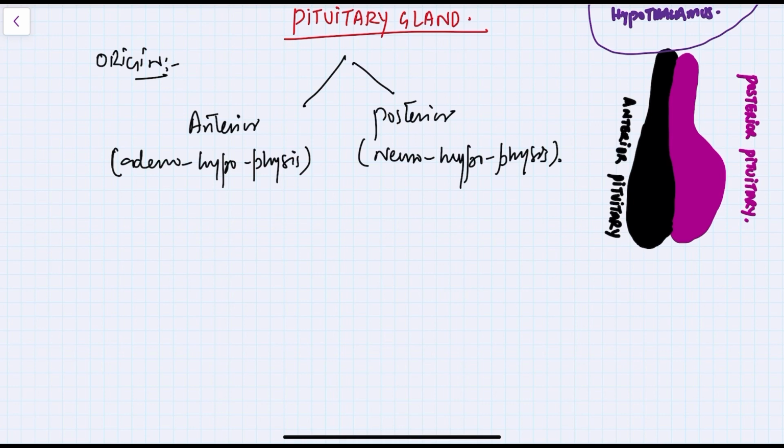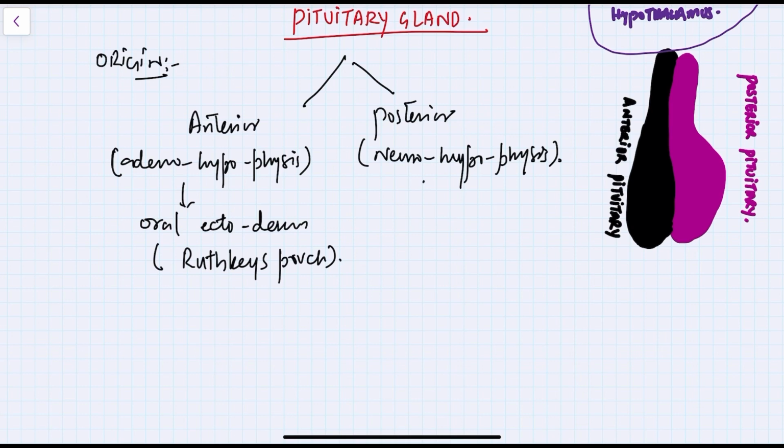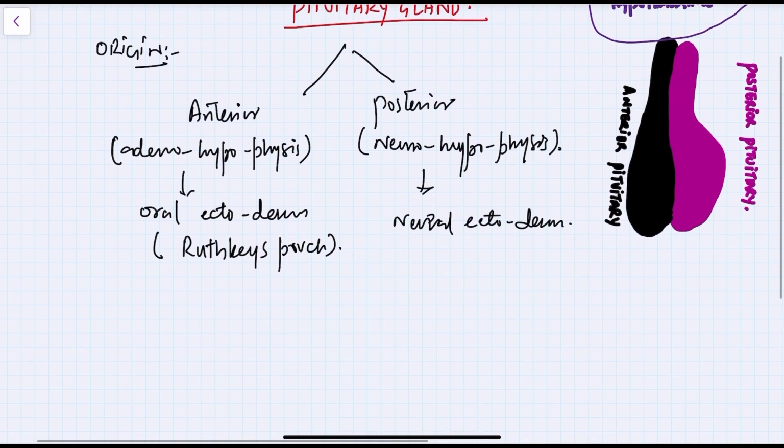The anterior part arises from the oral ectoderm, which we also call Rathke's pouch. Whereas the posterior pituitary develops from the neural ectoderm. So this is about the origin of the pituitary gland.